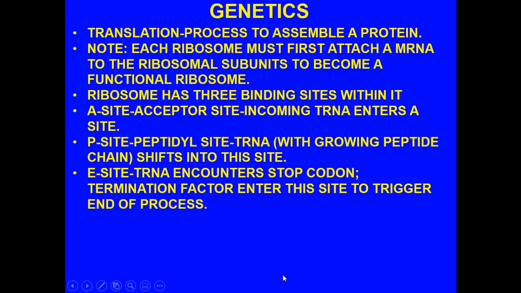Translation. This is the process to assemble a protein. Now, each ribosome must first attach a messenger RNA to the ribosomal subunit to become a functional ribosome. The ribosome has 3 binding sites within it. It has an A site, a P site, and an E site. The A site is the acceptor site. The incoming transfer RNA enters the site. The P site is the peptidyl site. That's where transfer RNA with the growing peptide chain shifts into this site. E site, the transfer RNA encounters a stop codon. Termination factor enters this site to trigger the end of the process.